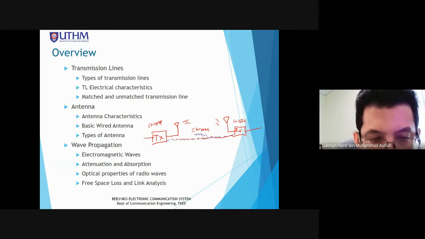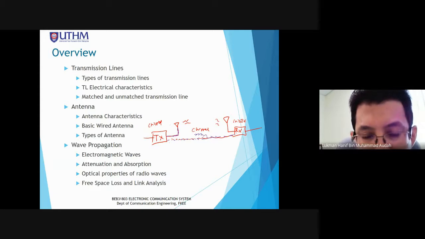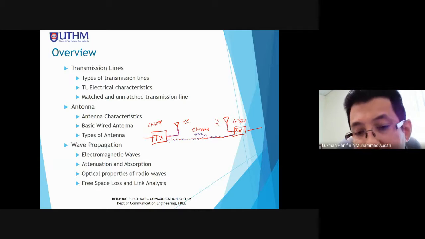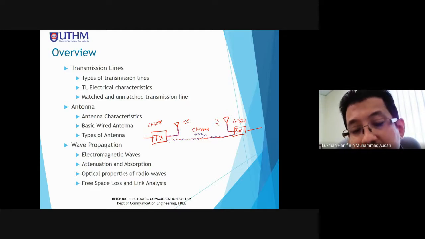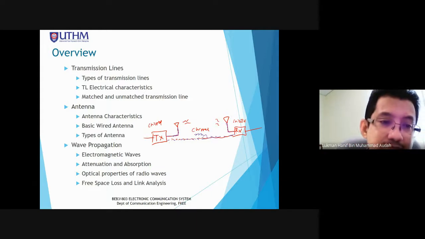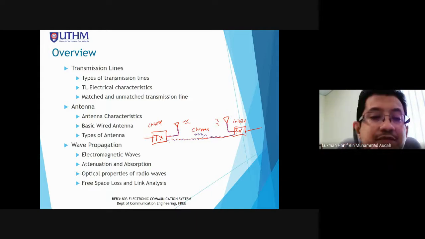Dan perlu diketahui juga bahawa ini yang kabel yang menghubungkan transmitter dan juga antena, this is also what we call as the transmission line. Okay, the cable that connect transmitter and antenna, and also the cable that connect antenna and receiver. This is also what we call as transmission line. So transmission line adalah medium, sama ada wired or wireless. That's the first topic in chapter 5.